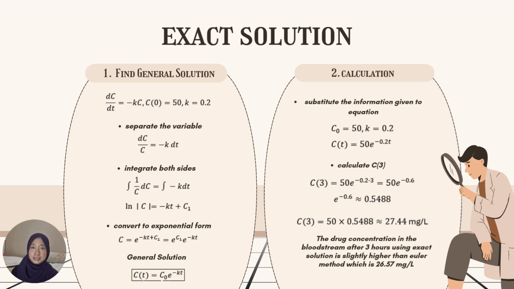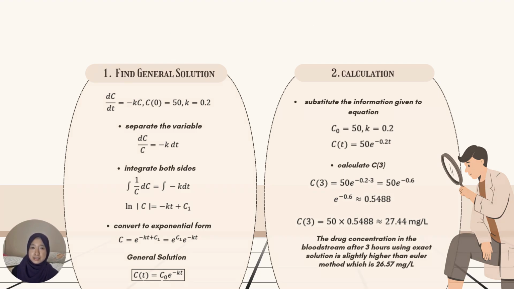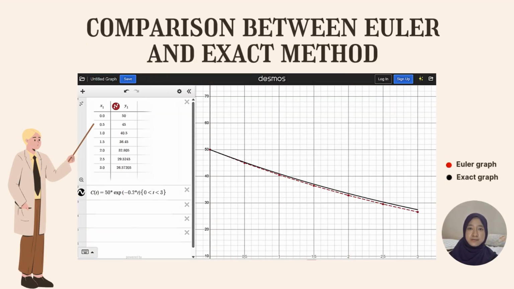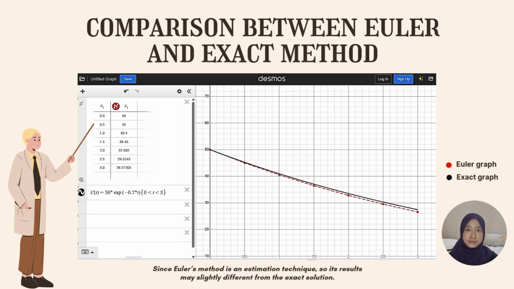This value is slightly higher than the Euler method result because the exact solution represents the true continuous behavior of the system. When comparing the graph, the exact solution forms a smooth and continuous exponential decay curve, which represents the true behavior of the system. Meanwhile, the Euler method is constructed using step-by-step linear approximations. Although Euler's method is theoretically piecewise linear, the graph appears slightly curved because many small linear steps are connected together, especially when a small step size is used. As a result, the Euler graph lies slightly below the exact solution, indicating that Euler's method slightly underestimates the concentration.